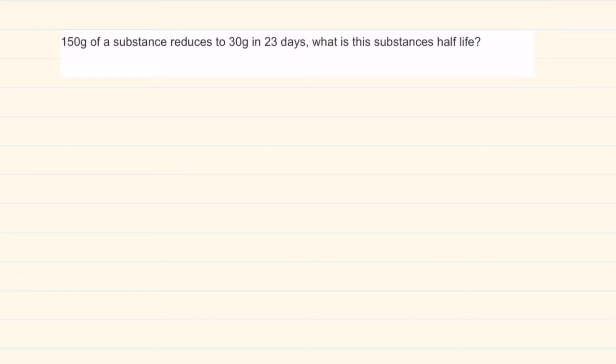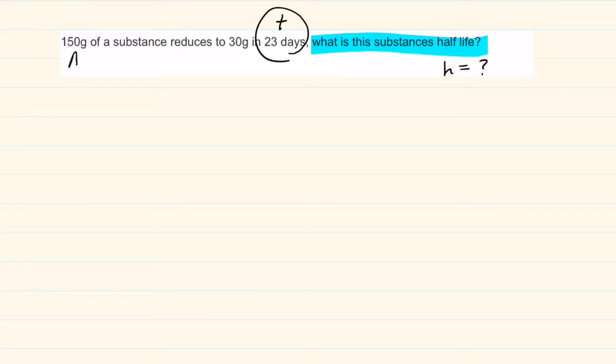150 grams of a substance reduces to 30 grams in 23 days. What is the substance's half-life? So when a question asks for half-life, you're solving for H. I know that R is going to be a half, but it's H that we're looking for. 23 days, that's T. The initial amount is 150 grams and the final amount is 30 grams.